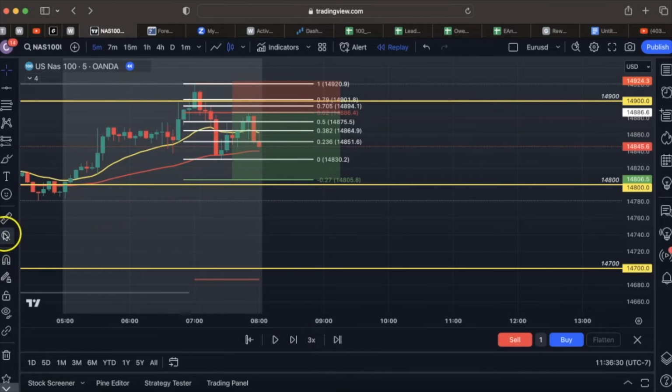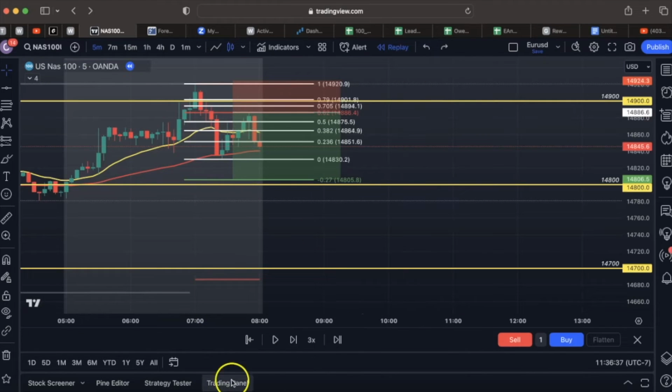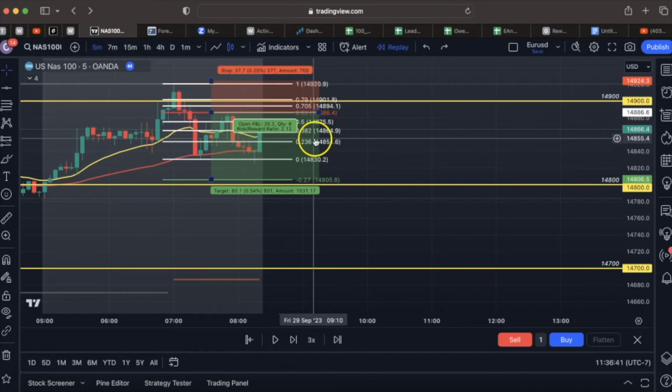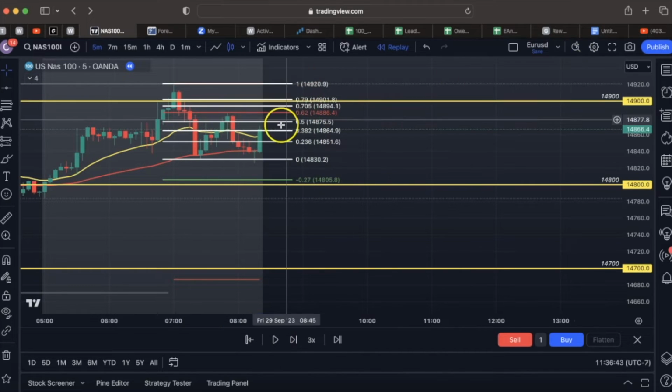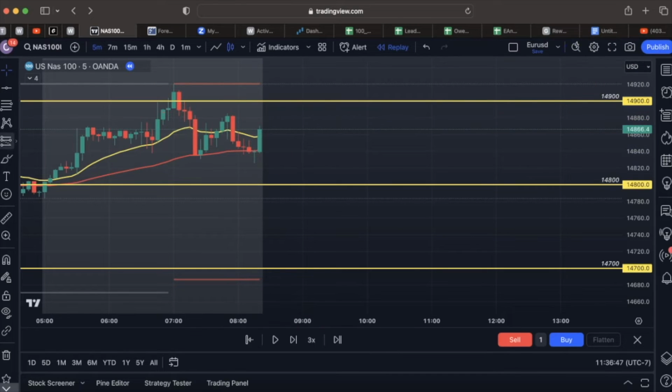Okay, so let me see if that actually hit. I don't know if that did. No, it didn't hit our sell limit. It's completely fine. Okay? So this one didn't work out. Wouldn't be a good trade. But now we have a new lower high being formed.